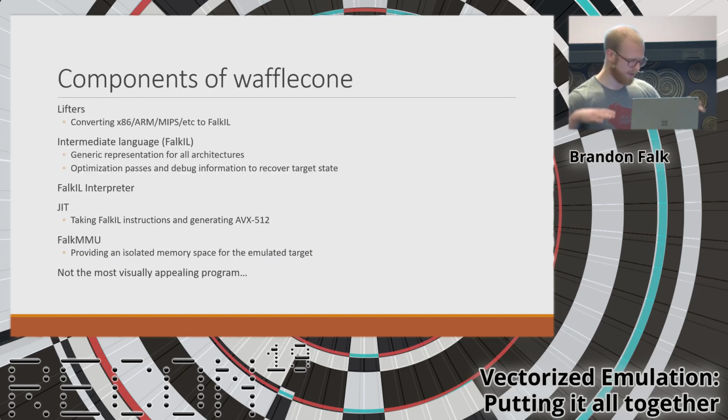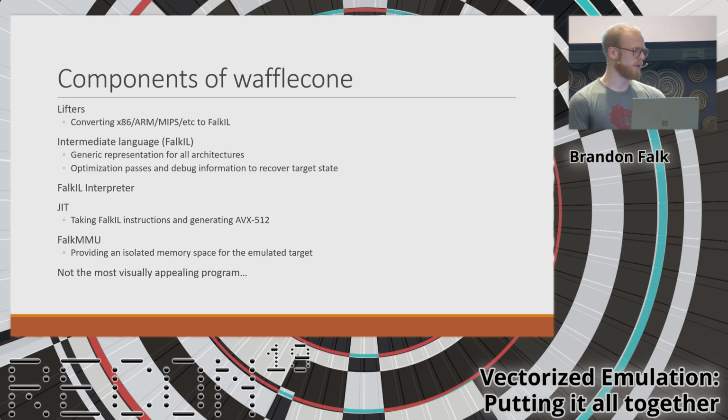To make all of this work, I need a couple different components. In the case of wafflecone, I need a lifter. I need some way of taking target code, whether it's MIPS or x86 or ARM or who cares, and lifting this to an IL. I guess you could theoretically go directly from native code to JIT, but I think we all know that an IL has a huge advantage, such that you can perform optimization passes and think about this code without just directly translating it. So I wrote a very simple intermediate language. It has like 15 or 20 instructions, and it's just a generic representation of all architectures. And we'll talk a little more about the details of that.